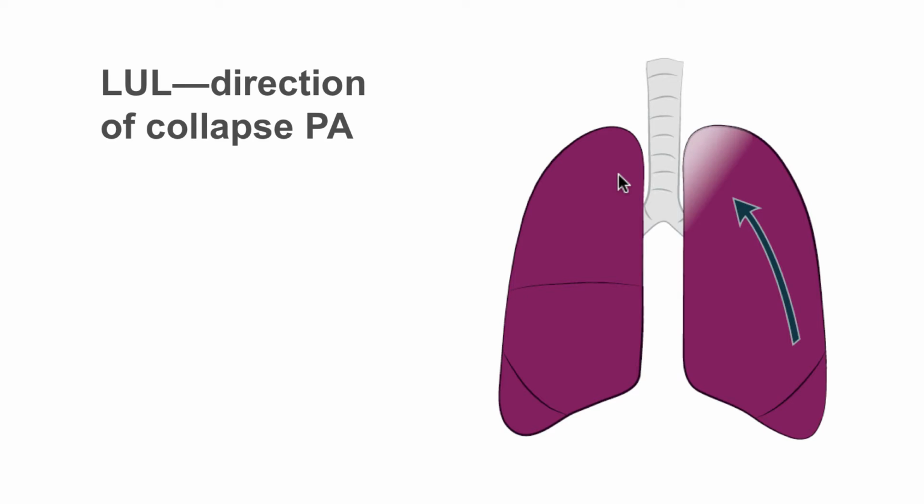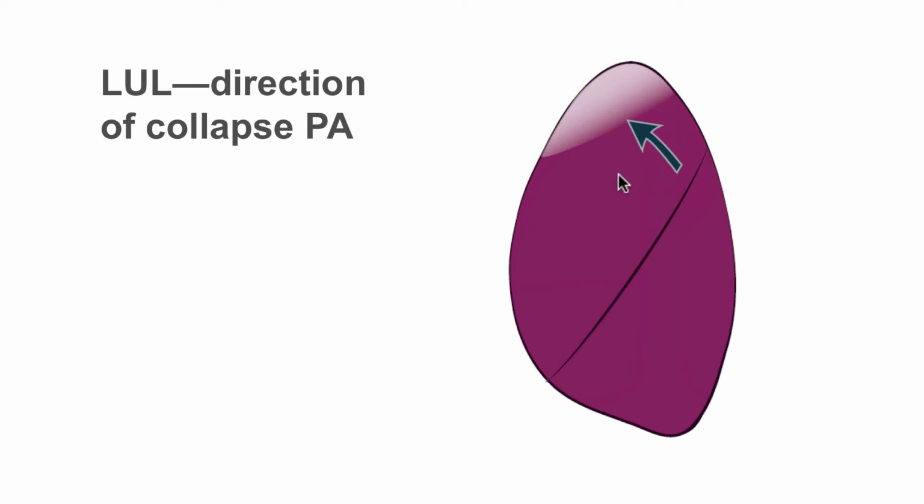With left upper lobe collapse, the direction of collapse is superior, anterior, and medial. The major fissure will shift upwards and medially on the PA X-ray. On the lateral X-ray, we would expect the oblique fissure to be shifted anteriorly and superiorly.